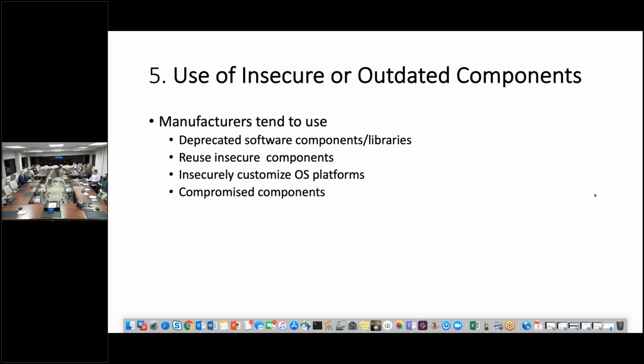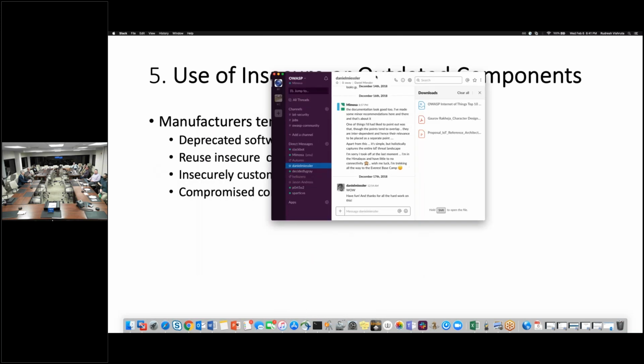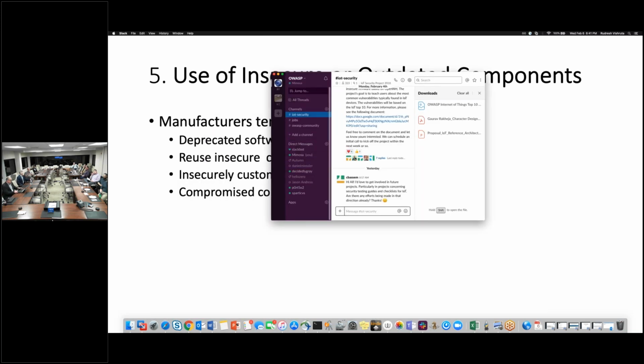Another question is, how can people get involved to give data to this project? We do have a Slack group. The details to accessing this are available on the OWASP IoT project page, and it's called the IoT Security Group.